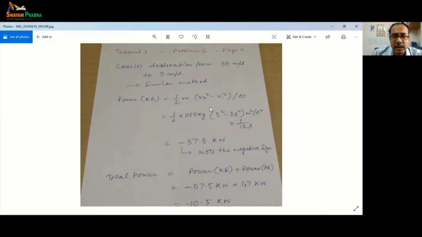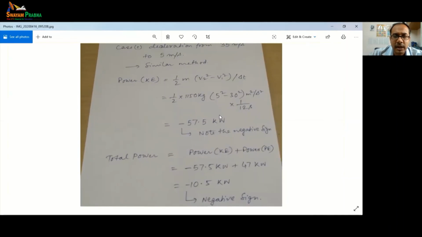But in the next line, you see v2 is now less, so that is 5 meters per second squared minus v1, which is 35 squared. And the rest is the same. Your mass is 1150 kg and the time is 12 seconds. If you do that calculation, you will have a negative value because the velocity is decreasing. That means the power required for kinetic energy change will be negative, that is minus 57.5 kilowatts.